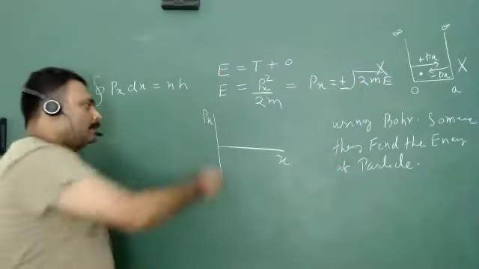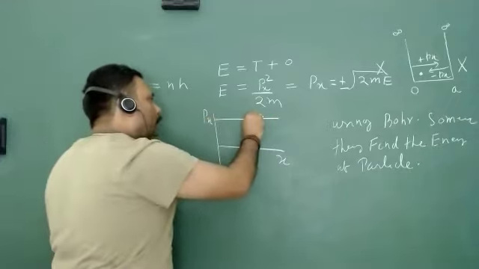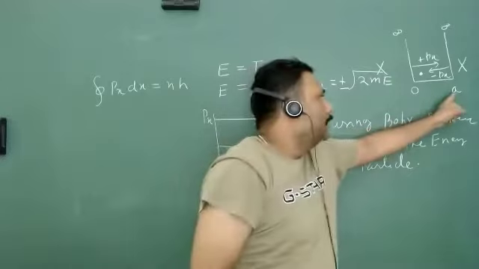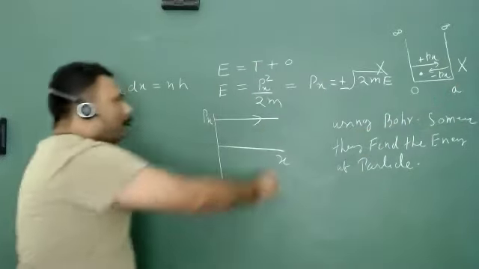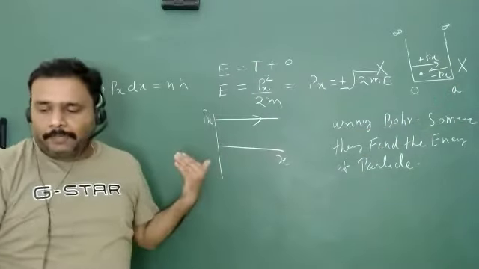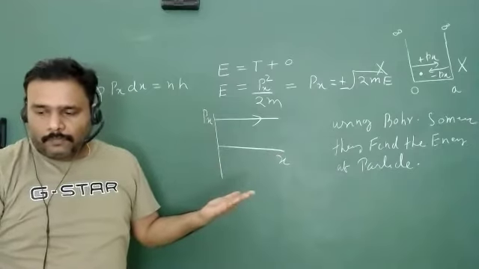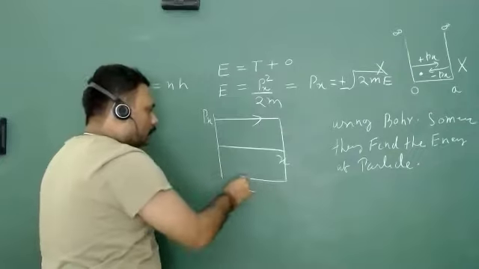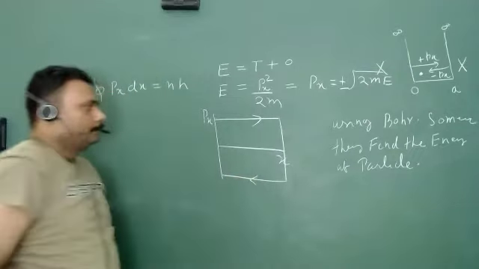Plus sign means it will go from here to here, and once it collides with the wall at x is equal to a, what will happen? Will its momentum become minus or remain the same? Minus. So its momentum will become minus, and it will just come back like this.